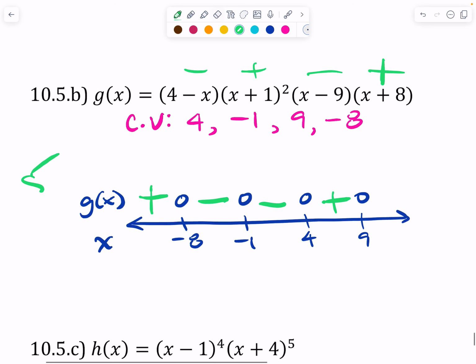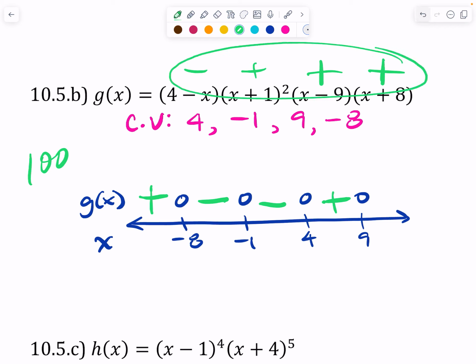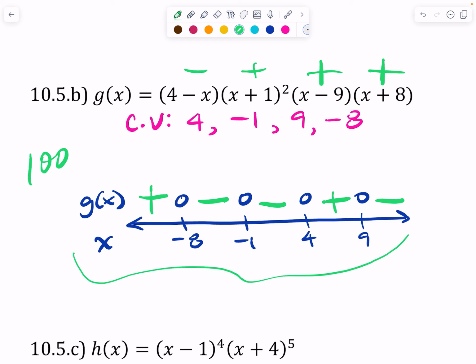And then finally something more than 9. Sure, 100. 4 minus 100 is negative. 100 plus 1 is positive. Square it, still positive. 100 minus 9, that one changes. Now that one's positive. And 100 plus 8 is also positive. So the whole product here is negative. And this is the sign diagram for g of x.